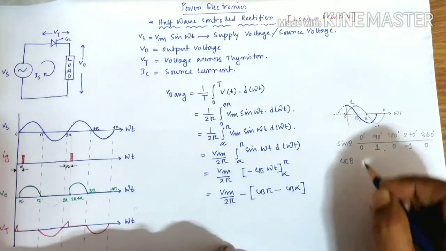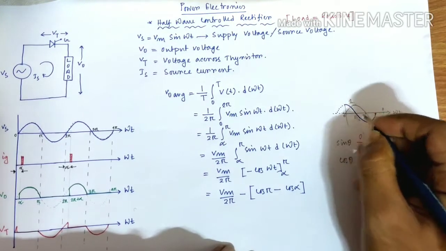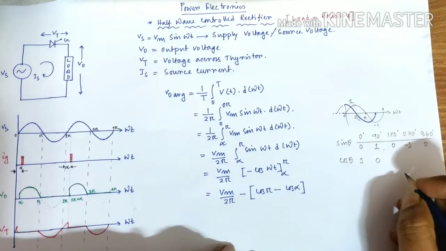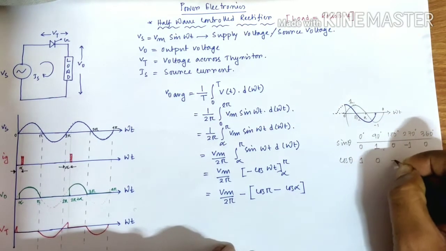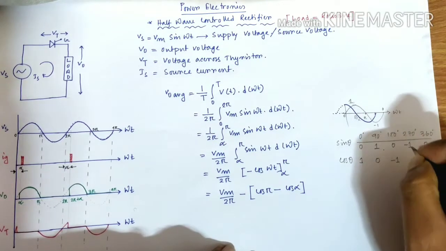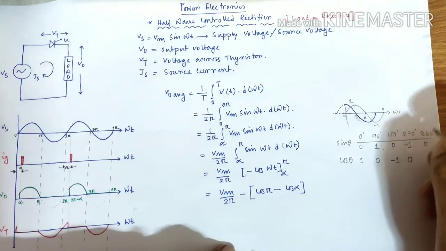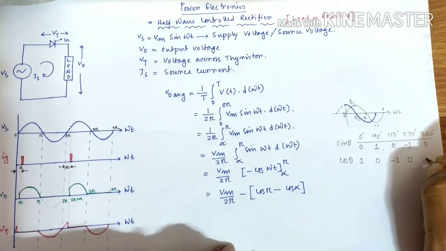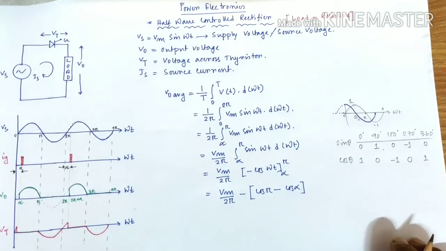So what will be the value? At 0, the value is 1. At 90, cos value is 0. At 180, cos value is minus 1. At 270, it is 0. At 360, it is 1. So in this way, cos and sine make a change between them.